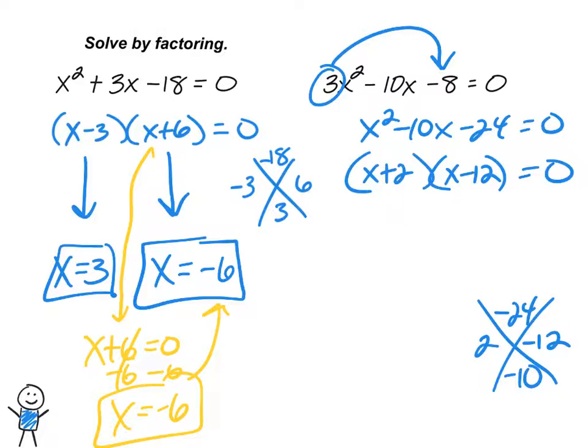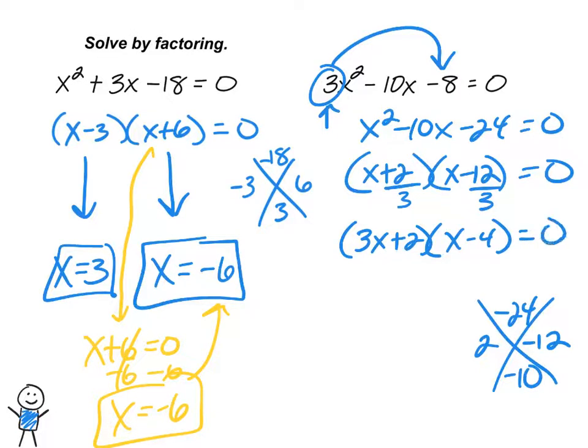We've done the slide. Now don't forget to go back and divide both of your factors by that same number that you slid. This one on the left does not reduce, so it produces a factor of 3x plus 2. And the one on the right does reduce. Negative 12 divided by 3 is a negative 4 equals 0.